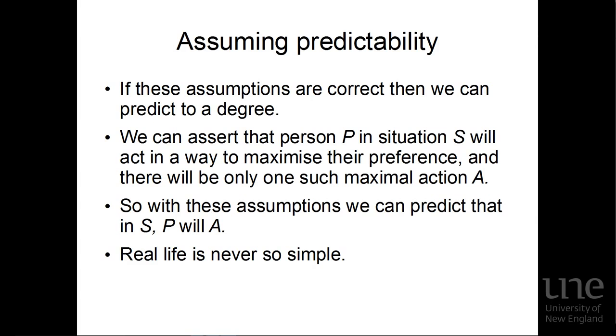And the assuming of predictability. If these assumptions are correct, then we can predict to a degree. If our agents satisfy these conditions, then we can reasonably predict what they will do. We can assert that if person P in situation S will act in a way to maximize their preferences, and there will only be one such maximal action A, then we can predict that in S, P will A. Real life is never so simple.